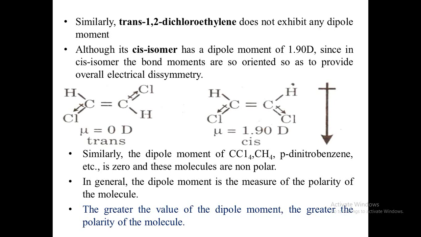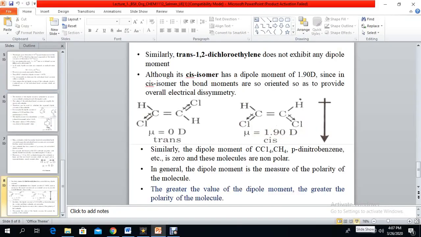Similarly, the dipole moment for CCl4 will be 0, CH4 will be 0, and para-dinitrobenzene is 0 because in para-dinitrobenzene both nitro groups are in positions 1 and 4. In general, the dipole moment is a measure of the polarity of a molecule. The greater the value of dipole moment, the greater is the polarity of the molecule. So this is the end of this topic.